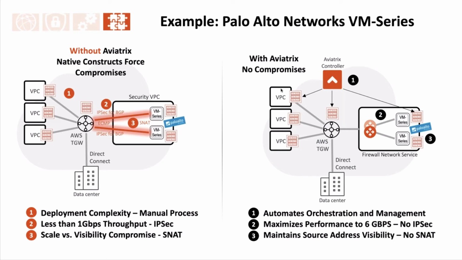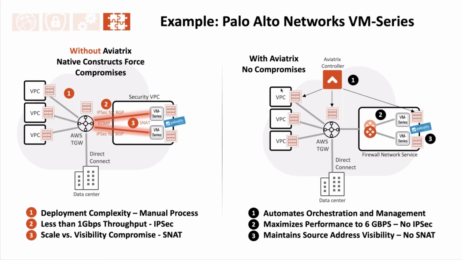So some of the compromises that you have when you're trying to deploy with the native constructs, and this is important to understand, is that the VM series from Palo Alto is a fantastic product. It has a lot of capabilities, but there are compromises and limitations that happen when you try to deploy it with the native constructs. And in this example, deployment complexity is a big one because the routes will be propagated to the transit gateway, but you have to manually propagate those routes out to any of the VPCs. And any change to the VPC requires manual propagation and change of the route tables out at each one of the VPCs.